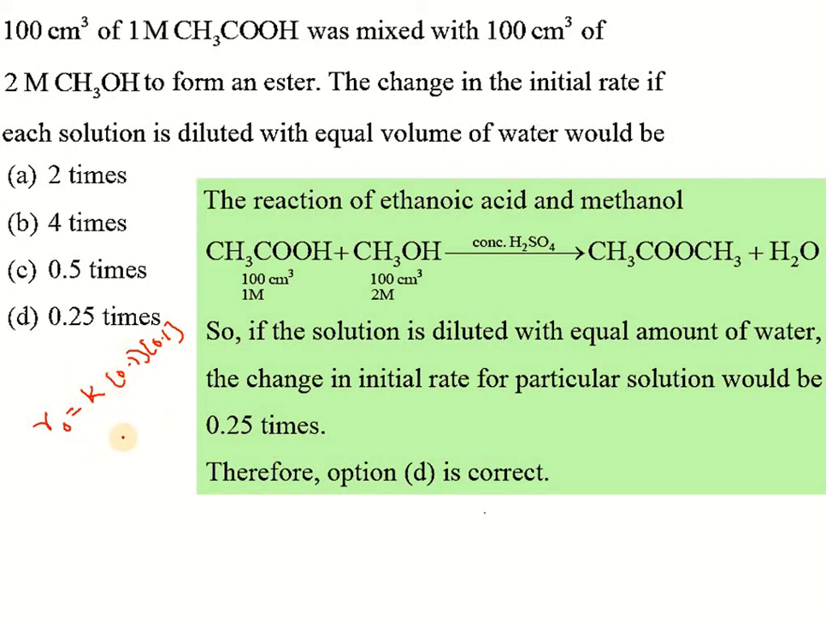If the volume is increased by an equal volume of V, that means V naught equals V, the final solution volume will be 2V. That means the number of moles by 2V, and the number of moles by 2V. What will happen? The final rate will be 1 by 4 that of R naught. That means 1 by 4 times is 0.25 times. Option D is the right option for this question.